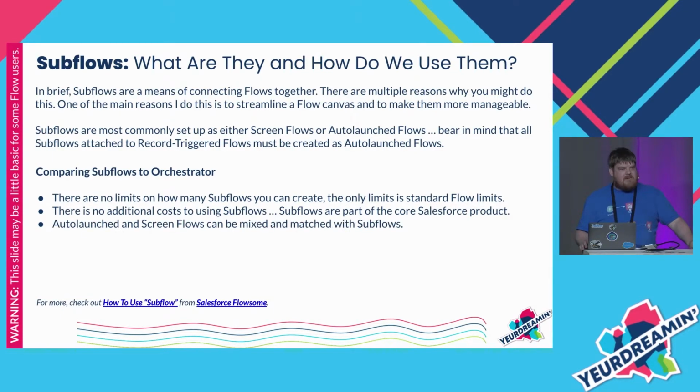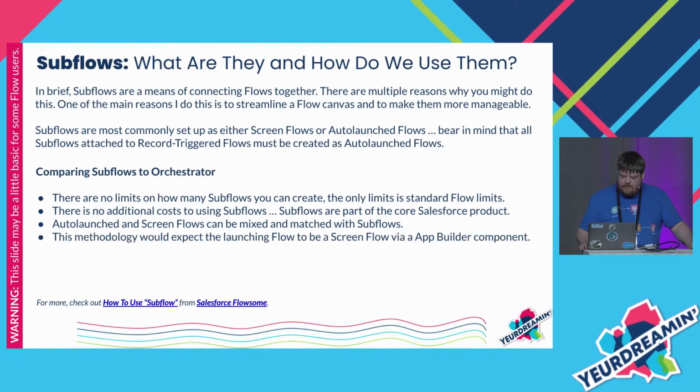Auto-launched and screen flows can be mixed together by using subflows. So you can do exactly those same two flow types that you'd otherwise have to use an orchestrator for. You can mix them in this methodology we'll be going through today. And the methodology that we are going to go through today does actually expect that you launch it via a screen flow. And you use that to govern that via the app build component, which I will be using for Flow.